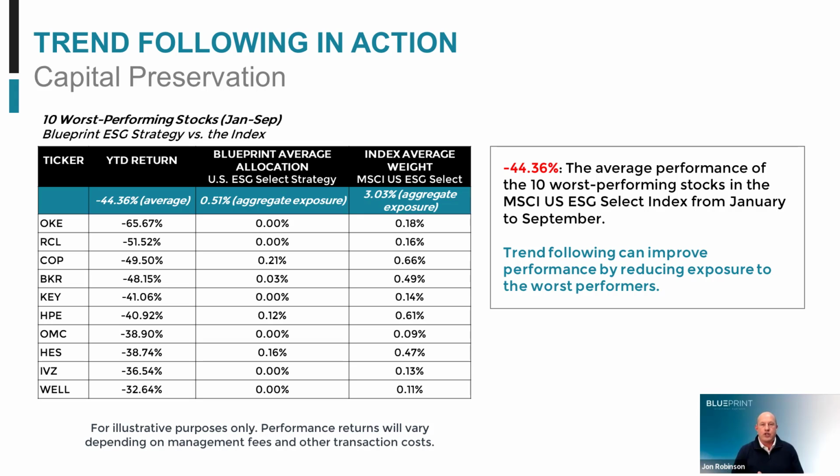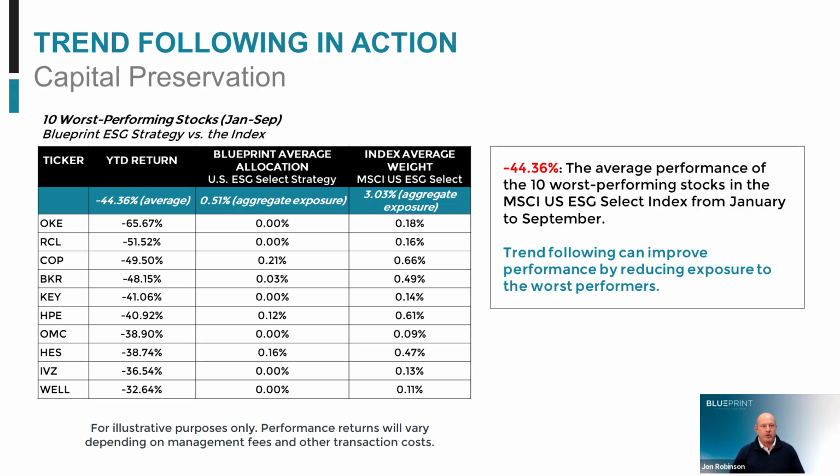Blueprint ESG strategy portfolio against the index weight. So we're looking at the Blueprint weight and the index weight. So let's just back up a second. First of all, the average performance of the bottom 10 holdings in the portfolio is negative 44% year to date through September. Now this comes when the index is up about 10%.